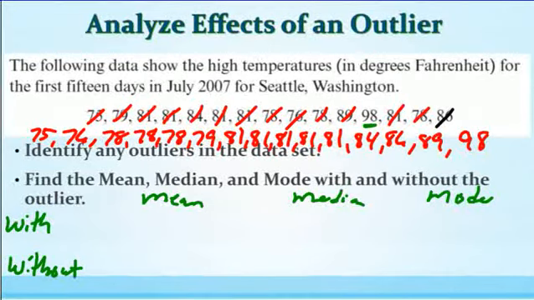So for the first 15 days, we would have 15 numbers there. So divide that by 15. We would have the mean being 81.7, and then 3 repeating.